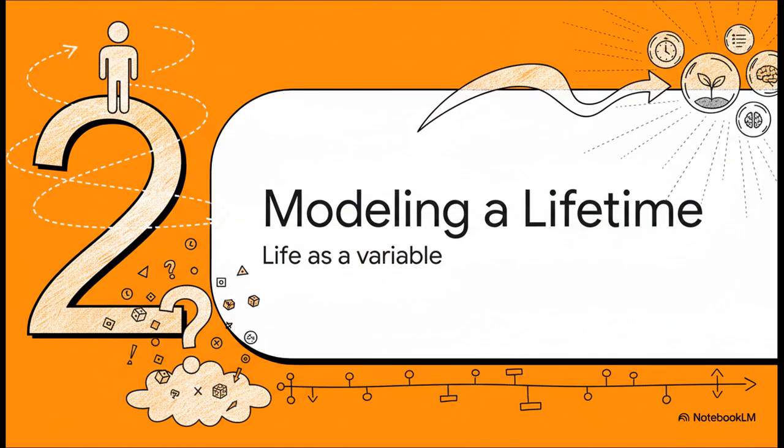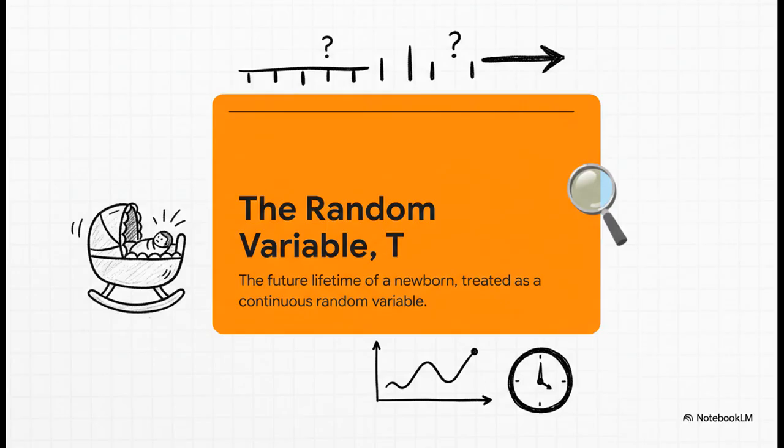Okay, so how on earth do you even begin to model something as wild and uncertain as a human life? Well, the first step, and this is absolutely crucial, is to take a bit of a conceptual leap. You have to start treating a person's future lifetime as a random variable. So let's start at the very beginning, with a newborn.